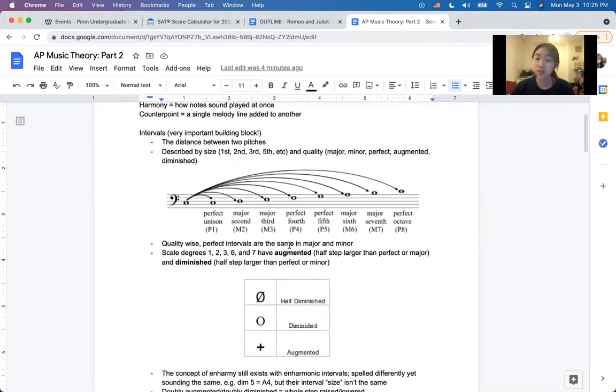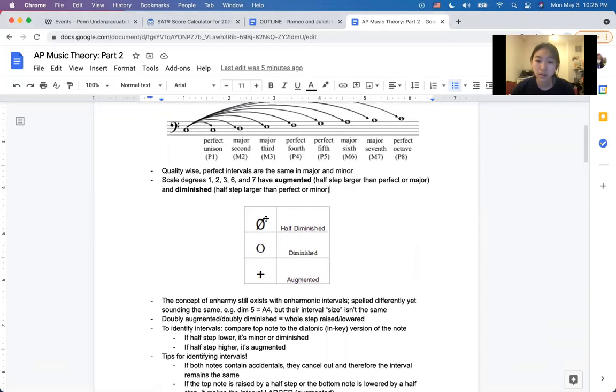Quality-wise, perfect intervals are called perfect because they're the same in both major and minor. That's where they get the name from. Scale degrees 1, 2, 3, 6, and 7 have augmented and diminished for quality. That means that for augmented, if you have a half step larger than the diatonic scale degree that you hear in the key itself, it's augmented. And if it's a half step lower, then that would be diminished.